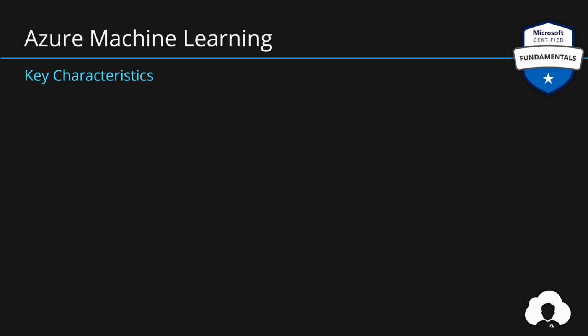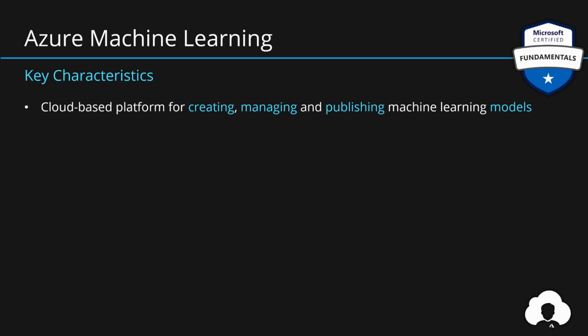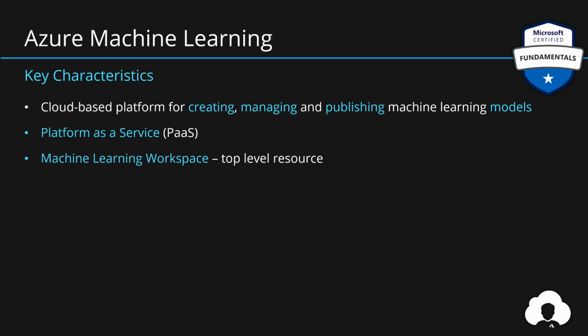So to summarize, Azure Machine Learning Service is an end-to-end cloud-based platform for creating, managing, and publishing of our machine learning models. This is, of course, a platform as a service offering in Azure. A top-level resource in Azure Machine Learning Service is called Machine Learning Workspace. Think of it like this.